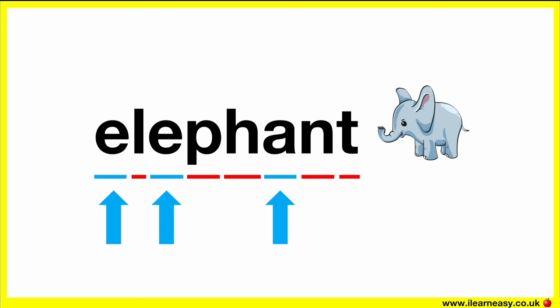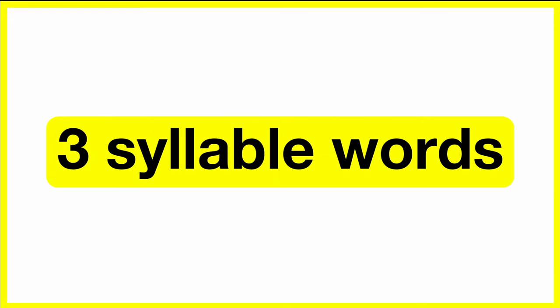Elephant. Elephant. Elephant. Now let's look at a list of three-syllable words. Alien. Alien. Alphabet. Alphabet.